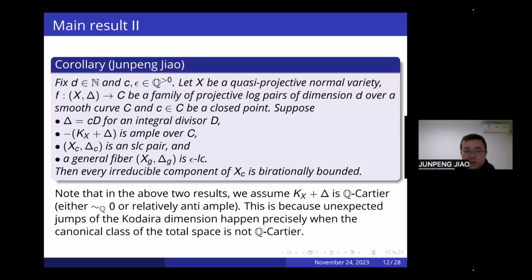Note that in the above two results, we assume K_X + Δ is Q-Cartier. In the first one, we assume it's Q-linearly equivalent to 0. In the second, we assume it is relatively anti-ample. Both are Q-Cartier. This is because unexpected jumps of Kodaira dimension happen precisely when the canonical class of the total space is not Q-Cartier.